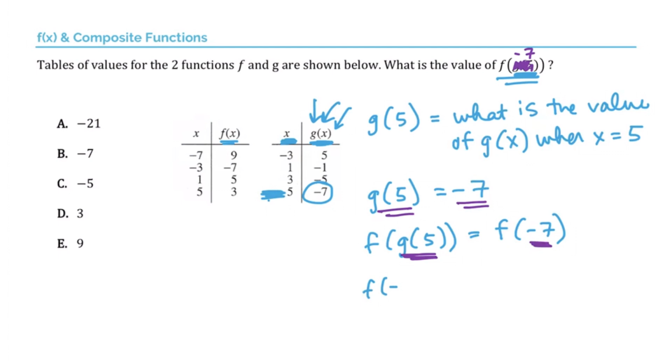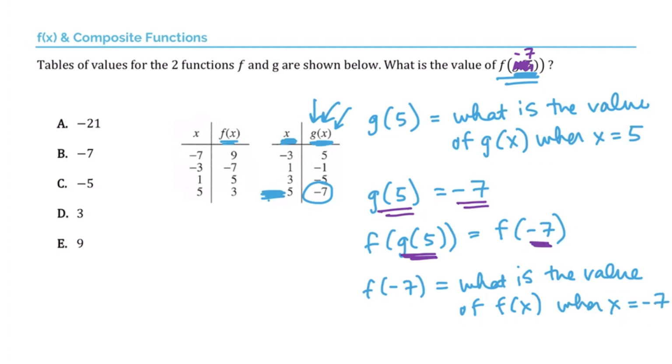Well, just as we did for the first one, I want to make sure you know what that even means. If they ask you for f of -7, they're asking you what is the value of f of x when x equals -7. So here's my f of x column, and I want to know what is f of x when x is -7. Well, here my x value is -7. And what is my answer? What is my value of f of x? It's 9. So the correct answer is E.